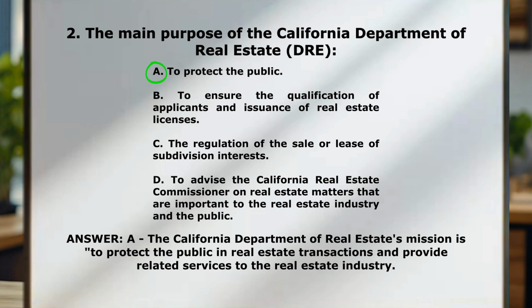So on questions like this, where it feels like there could be multiple correct answers, you need to pick the best answer. So if you read the question carefully, it says the main purpose, right? And so the main purpose of the DRE, the mission statement, is to protect the public. That is the number one thing. That is the highest and best answer. Okay, let's go to question number 3.